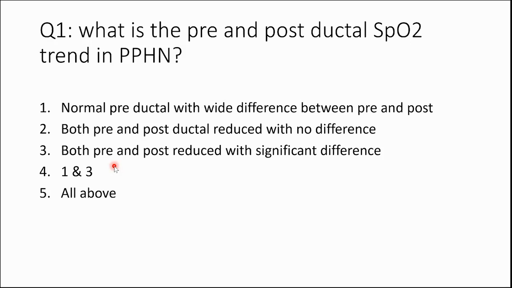Okay, now there's a question for you. Try to think, what is the pre and post-ductal saturation trend that you can see in PPHN? Is it a normal pre-ductal with a wide difference between pre and post, or both pre and post-ductal reduced with no difference? Both pre and post-ductal saturations reduced with a significant difference? A combination of one or three, or all of the above?